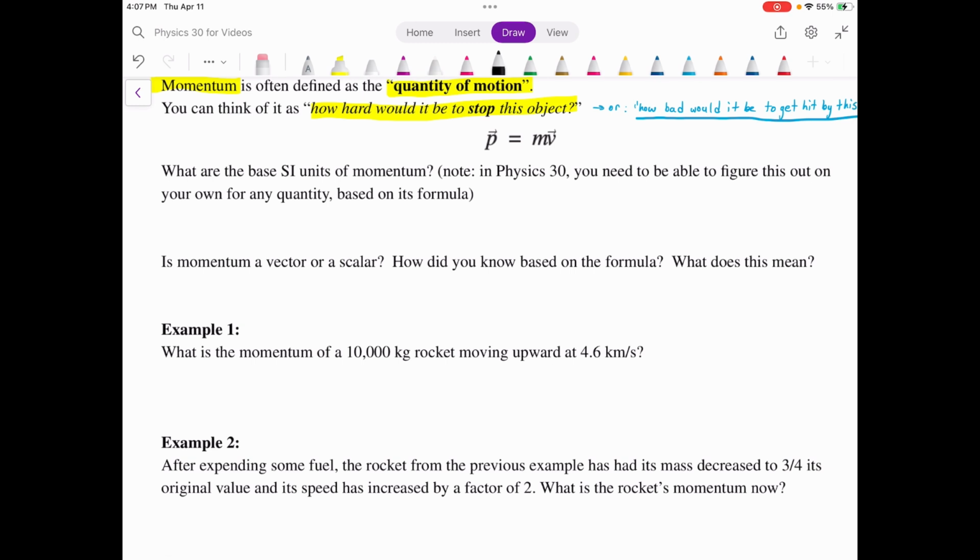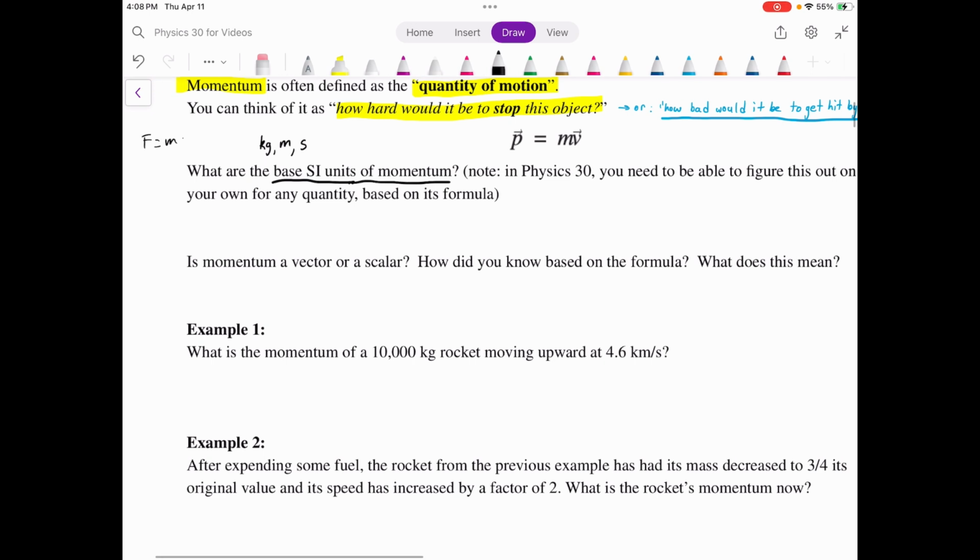It asks us, what are the base SI, that's Standard International or System International, units of momentum? So remember, our base units are things like kilograms, meters, and seconds. We can make what we call derived units. For example, the Newton is a derived unit. It is standard, but when we break it down, it's a kilogram meter per second squared. That just comes from force equals mass times acceleration. Mass base unit is kilogram, acceleration base units is meters per second squared. So a newton in base units is a kilogram meter per second squared.